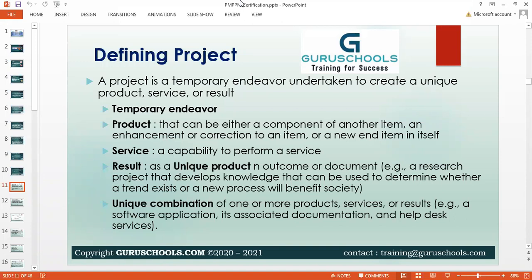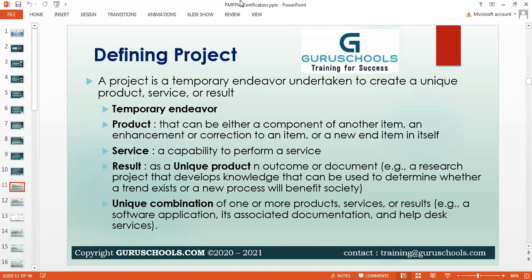Great. Or a new end item itself. If I'm totally removing all the old shelves and putting in new shelves there, this is how I do it. So these all come under project, and then we can call it a product. In normal English we can call it an enhancement of a product, but in PMI, I categorize it as a product.